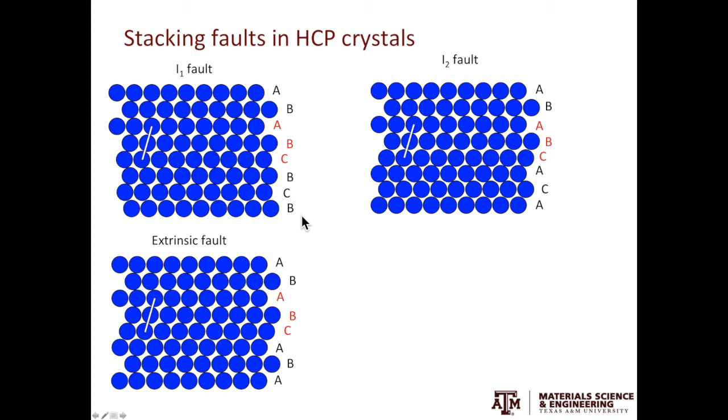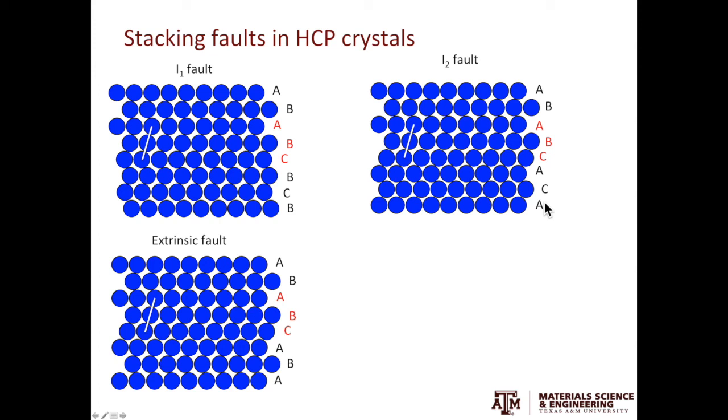I stands for intrinsic. In the example on the right, you start from AB stacking, then you have the C stacking, then you have AC stacking after that. This configuration is called the I2 fault. Let's do a really quick comparison. For the I1 fault, you start from AB, then you have CB. For I2 faults, you start again with AB, then you have CA. The common feature is after the stacking fault, you will never return back to AB-AB stacking.